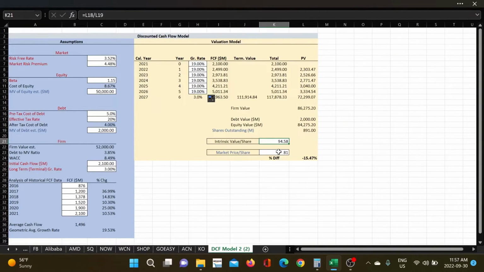But if you come in at $81 per share, right, and you notice that the percent difference is negative 15%. So you've automatically just created for yourself a 15% margin of safety from the actual intrinsic value of the company. And to me, that's always a good thing. Margin of safety is key. All right, so that was the run through of the discounted free cash flow model that I use personally.